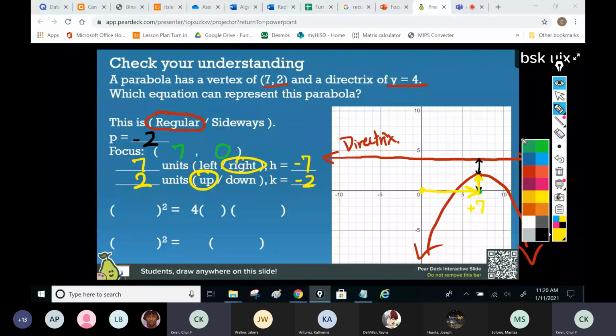Oh, for a regular curve, you are going to use (x minus h) squared equals 4p (y minus k). So for a regular curve, you will need to use this formula.